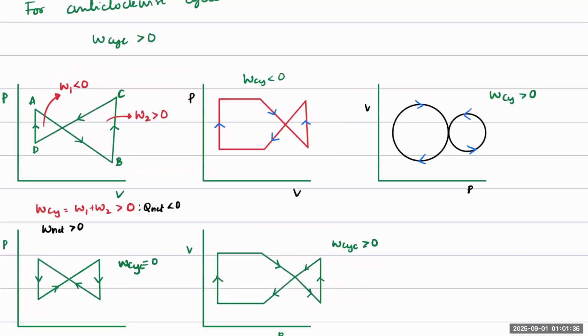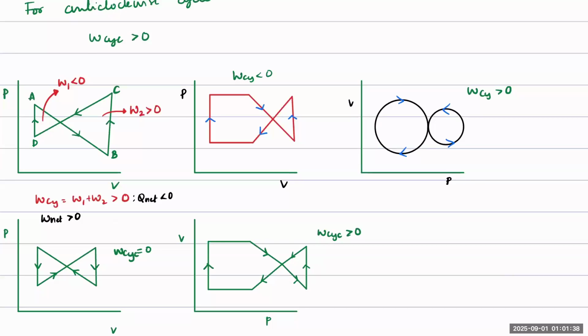Second case, see, here again from this point, this is the way it is going like this. So this is a negative work done here, and in this cycle, it is positive work done here. So obviously the negative part is much bigger than the positive part. So overall work net has to be negative and Q net has to be positive in this case.